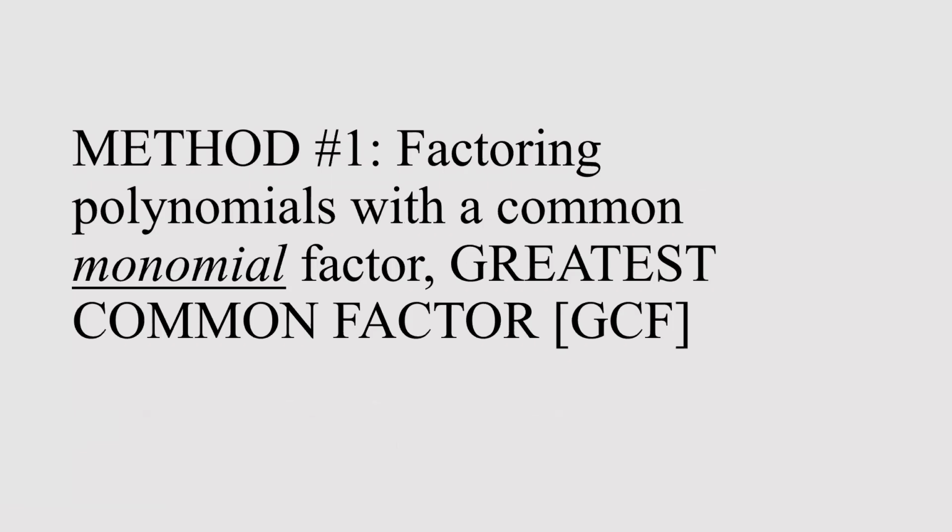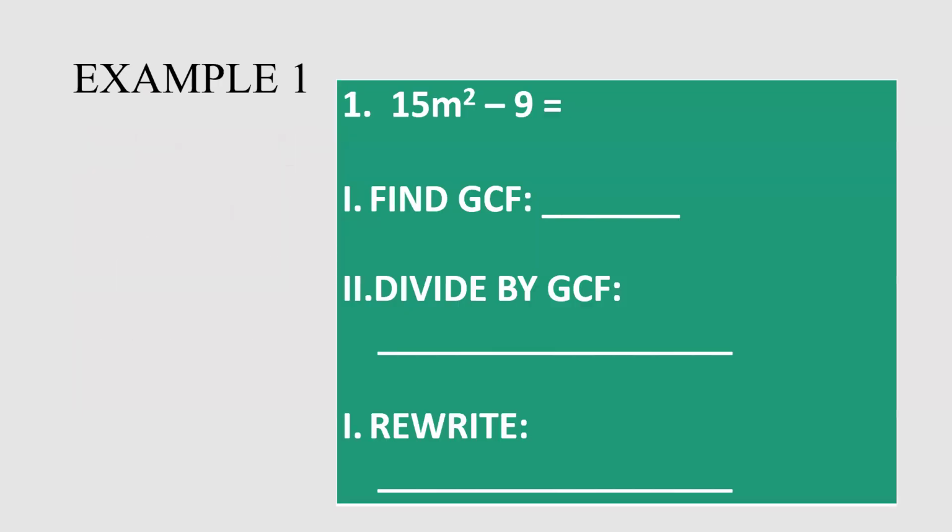So our first method is factoring polynomials with a common monomial. Okay. Monomial means that it's only one term. Does that make sense? Mono meaning one. So that monomial is going to be called our greatest common factor, our GCF. So in your first box, you're going to write down 15m squared minus 9.